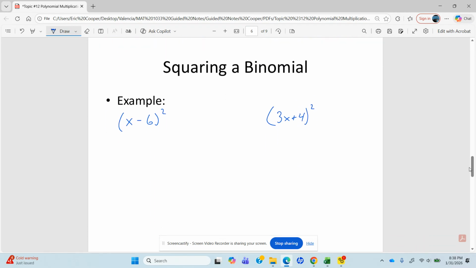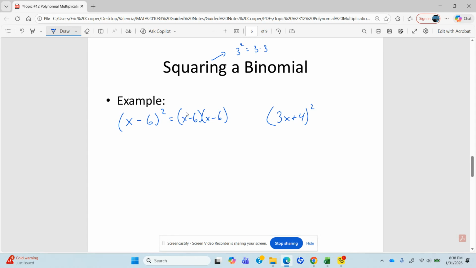Squaring a binomial. So we have to remember what it means to square a number. If I go through and I do 3 squared, I'm really asking you to do 3 times 3. Well, it's the same thing with binomials. If I ask you to square a binomial, I'm asking you to take the binomial and multiply it by itself.